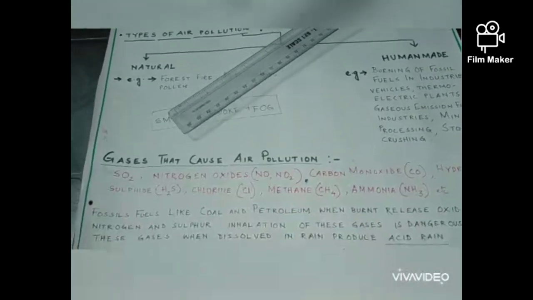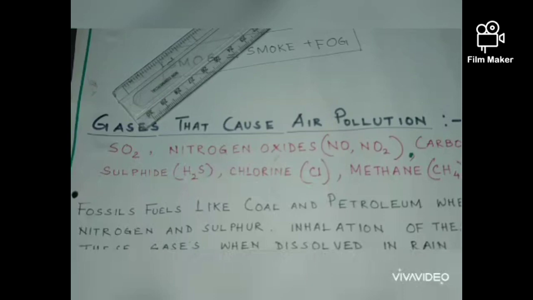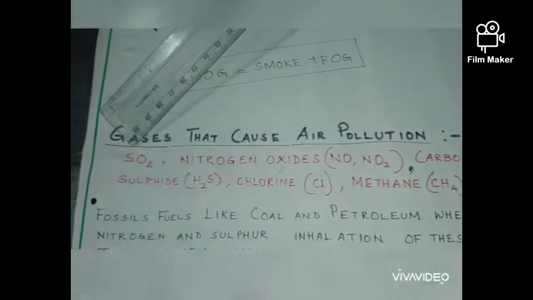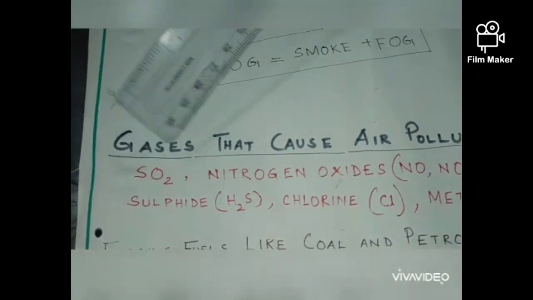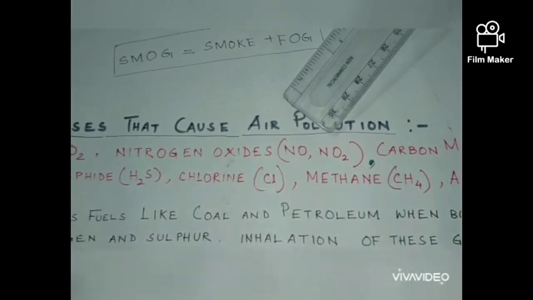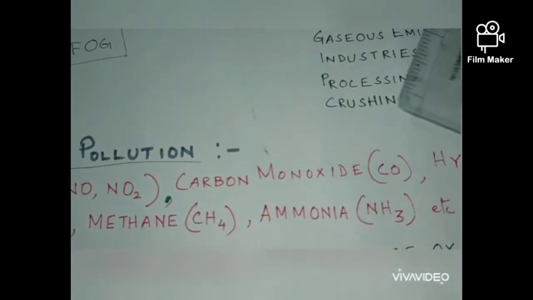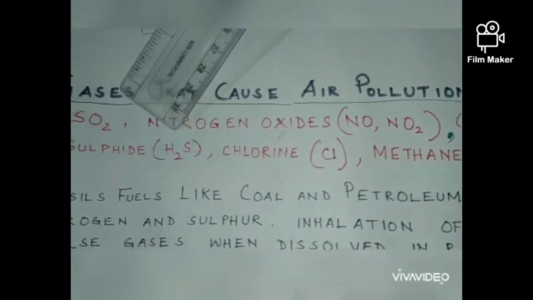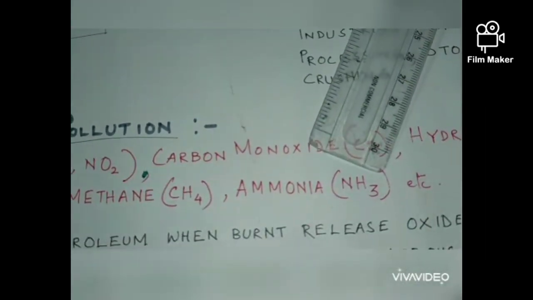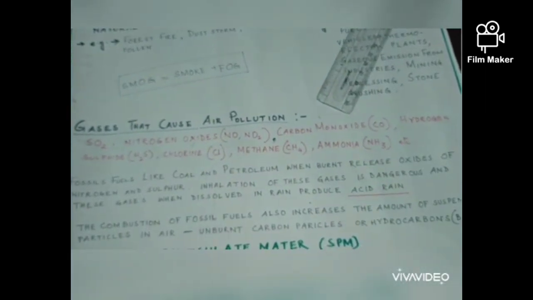Now we will see what are the gases that will pollute the air. The gases which are responsible for air pollution are sulfur dioxide, SO2, and nitrogen oxides, like nitrogen monoxide, NO, and nitrogen dioxide, NO2. Then carbon monoxide, CO, hydrogen sulfide, H2S, chlorine, methane, CH4, ammonia, NH3, hydrogen fluoride, and hydrogen cyanide. These are the gases which will pollute the air.